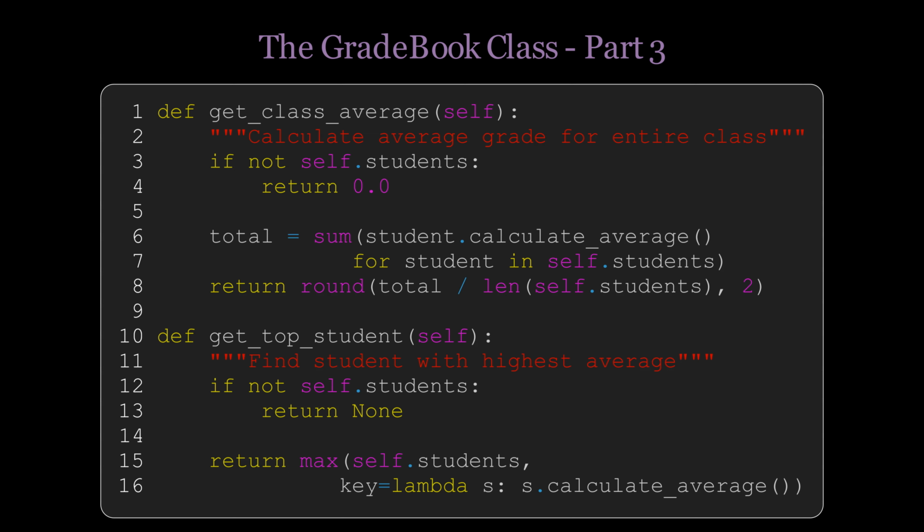The get top student method finds the student with the highest average. We use Python's built-in max function with a lambda function as the key. The lambda tells max to compare students based on their average grade. Max returns the student object with the highest value. This is functional programming in action, using functions as arguments.